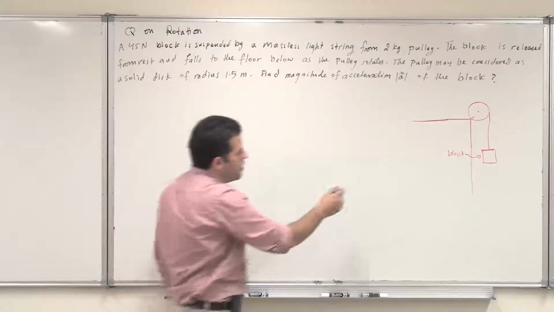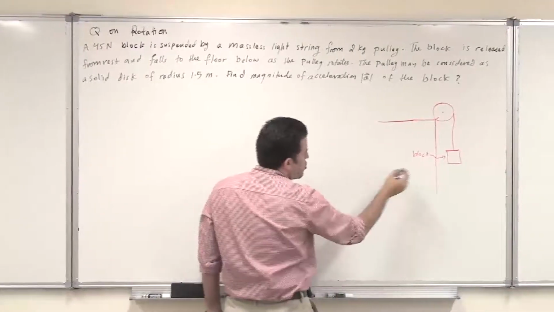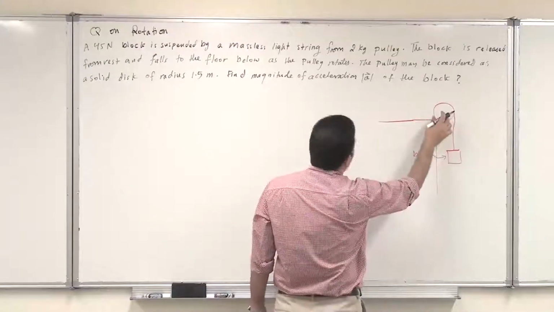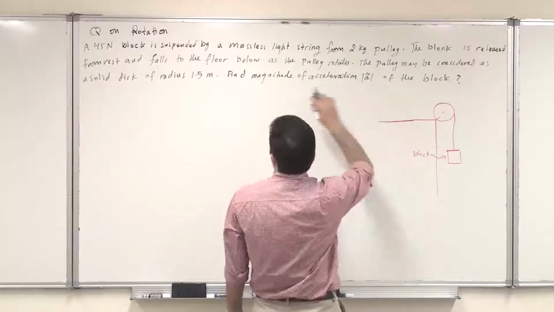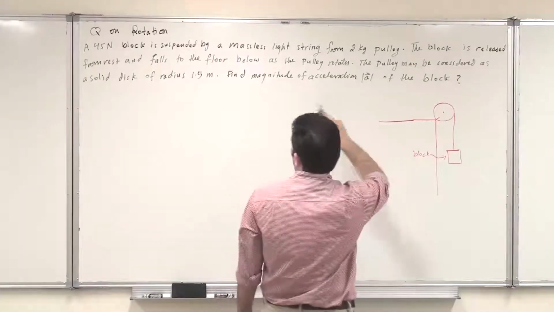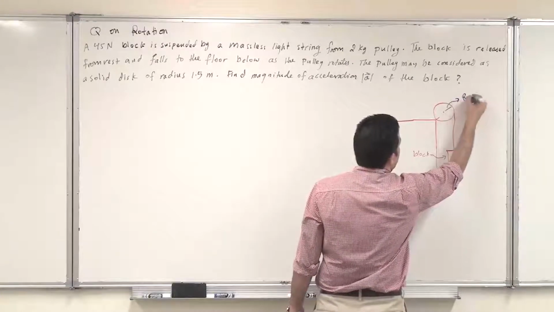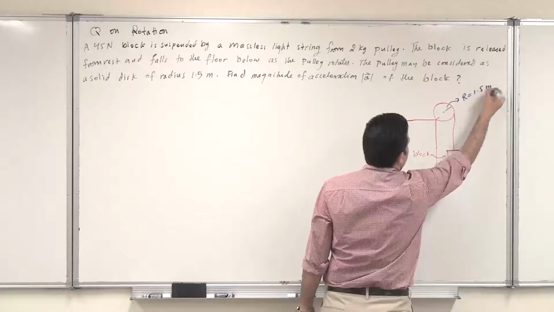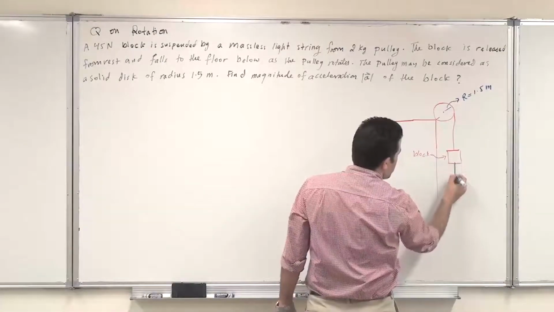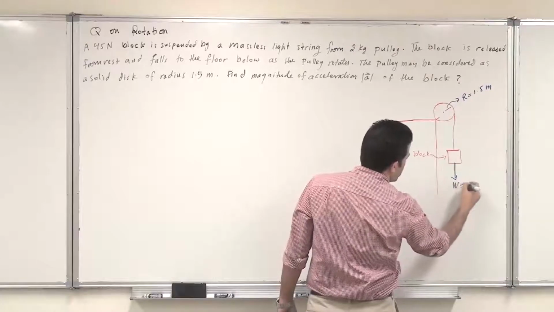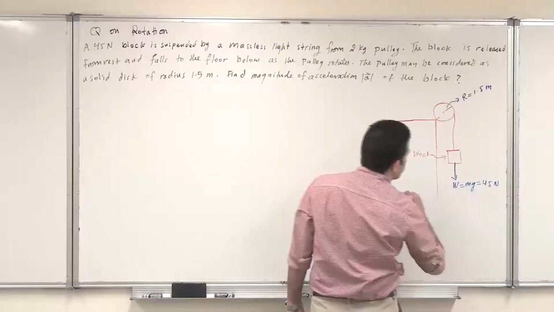So we have here a diagram or a figure of the problem. This is a block, this is a pulley. This pulley has a radius of 1.5 meters, so this is the radius of the pulley, R, 1.5 meters. And the weight of this block, weight equals mg, is given as 45 Newtons.